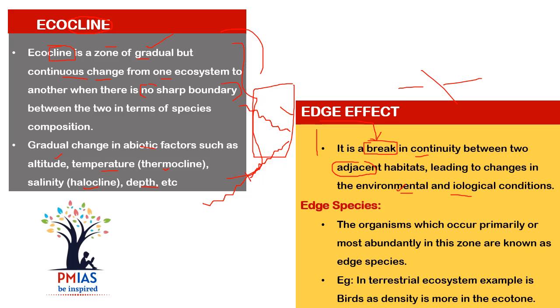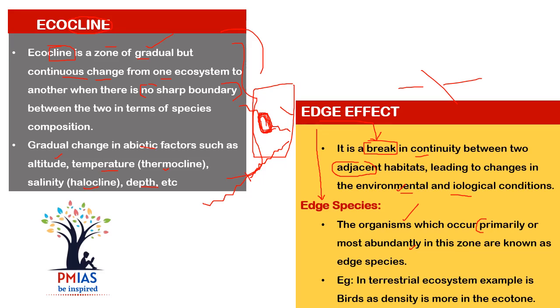So edge effect பத்தி பார்த்தோம்னா definitely we must see about the edge species. So edge species அப்படின்னா again the organisms can occur primarily or most abundantly in this zone are known as edge species. இந்த இடத்துல இந்த organism ரொம்ப அதிகமா இருக்கு. For example இந்த இடத்துல deer அதிகமா இருக்குன்னா it is an edge species.